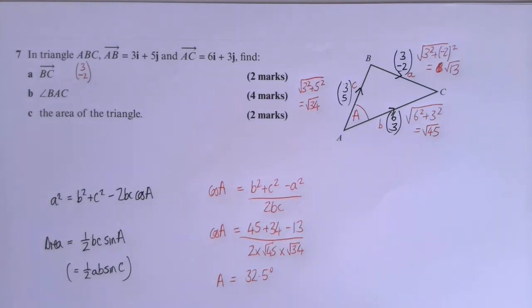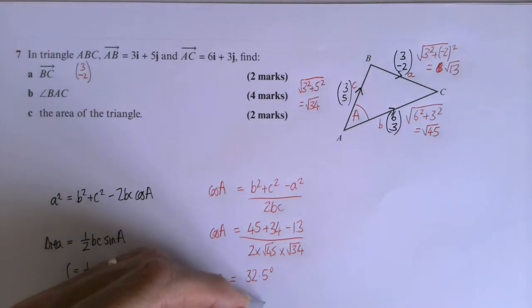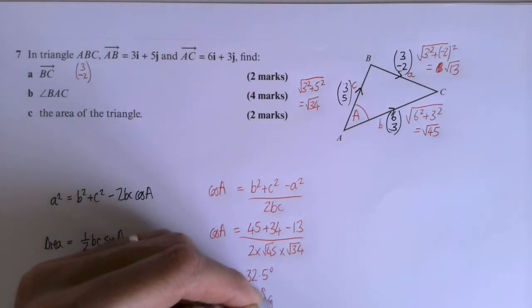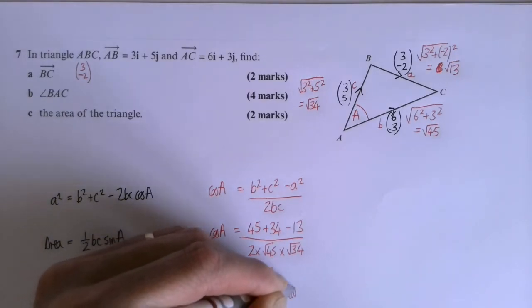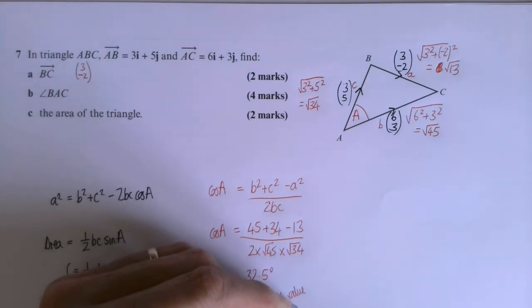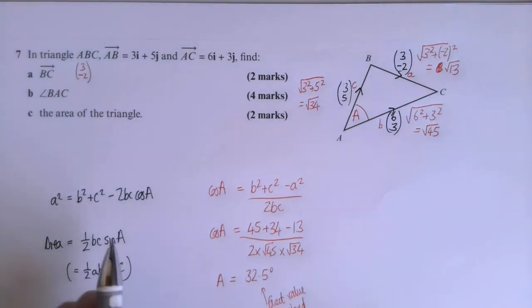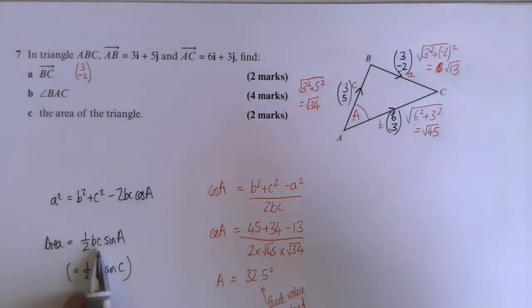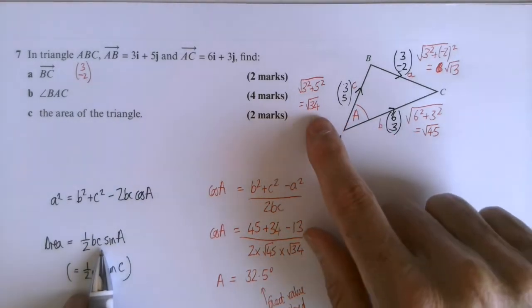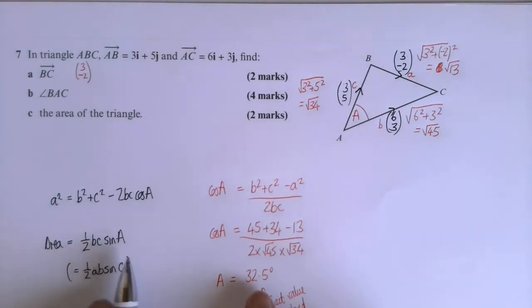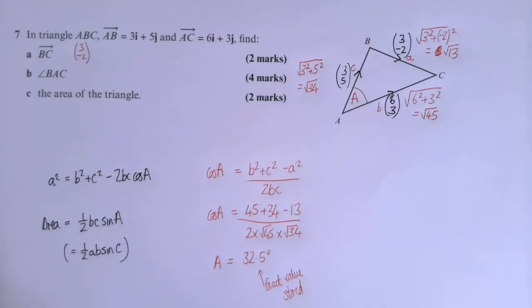So in this situation, I would store this exact value and then I would plug the numbers into this formula. B is still root 45, C is still root 34, and it's the sine of the exact value from there. So go on then, pause again and have a go at that one.